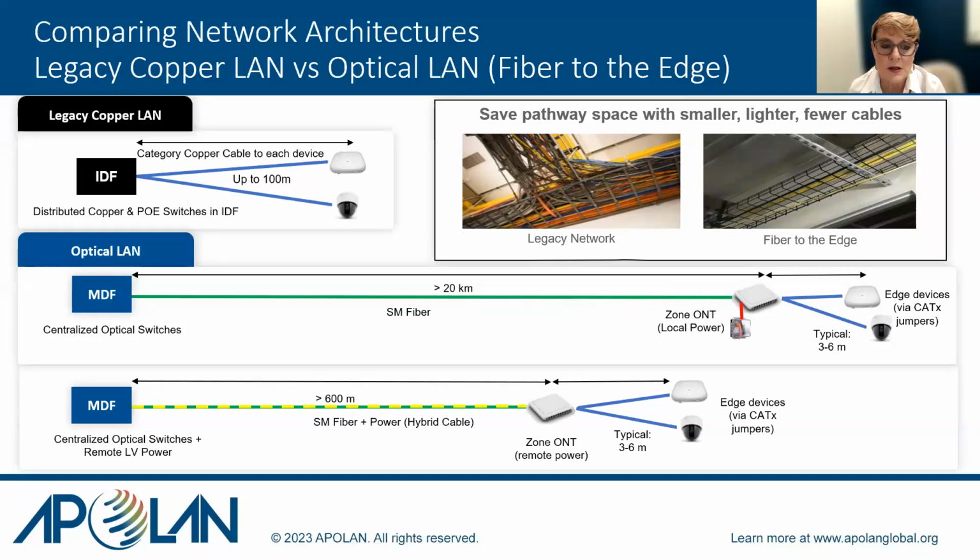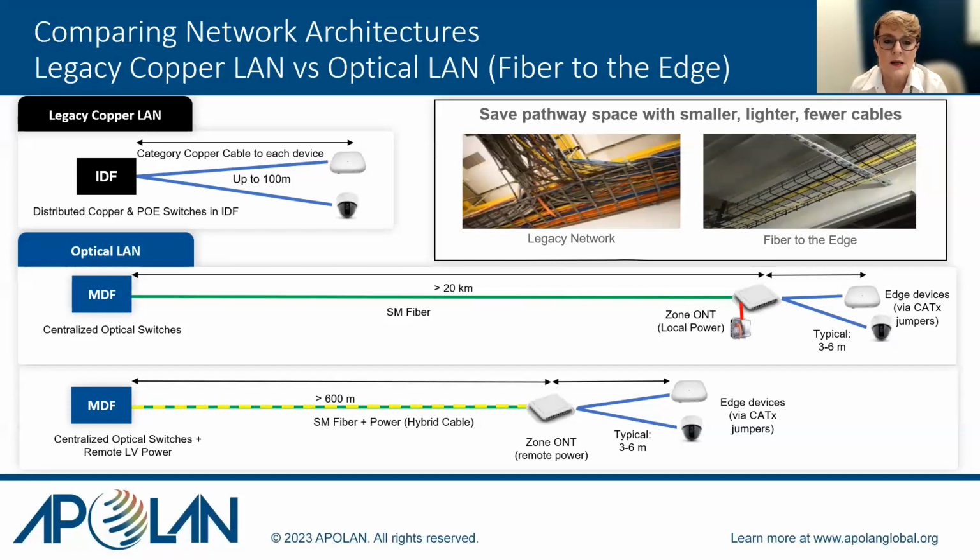Also, there's the option to do what we call remote power. In that case, you can remotely power the optical network terminal in the zone through a low voltage type of network. And with that, we can use a hybrid cable, which includes fiber and power, or you could run separate fiber and power if needed. In this way, we can centralize not just the switches, but the power in the MDF.